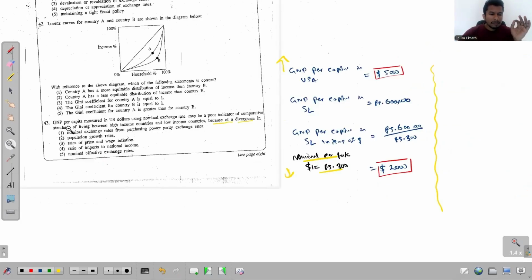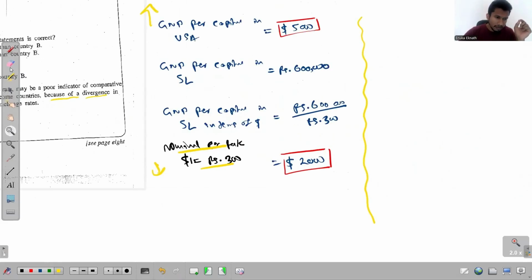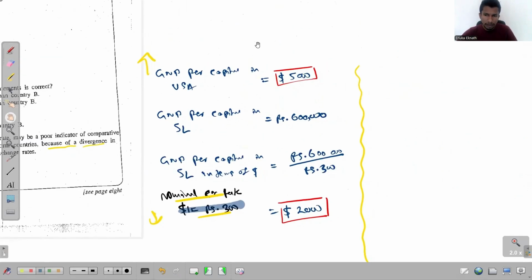Here in this example, I have taken the nominal exchange rate to be $1 equals rupees 300. So let me show you the note related to this.